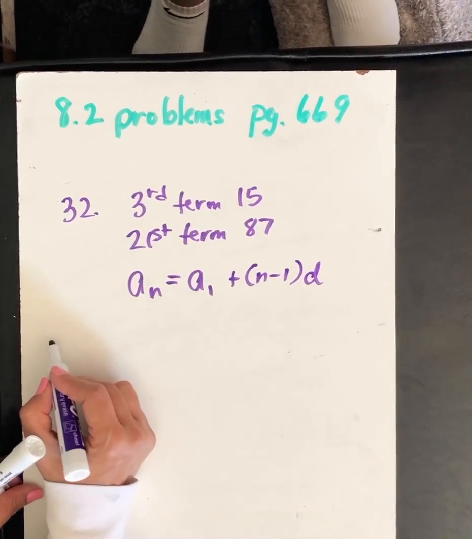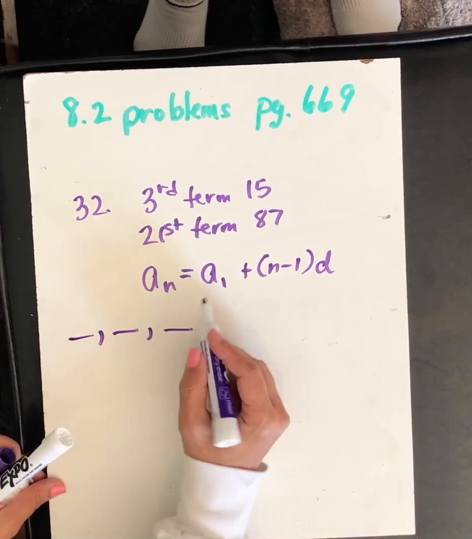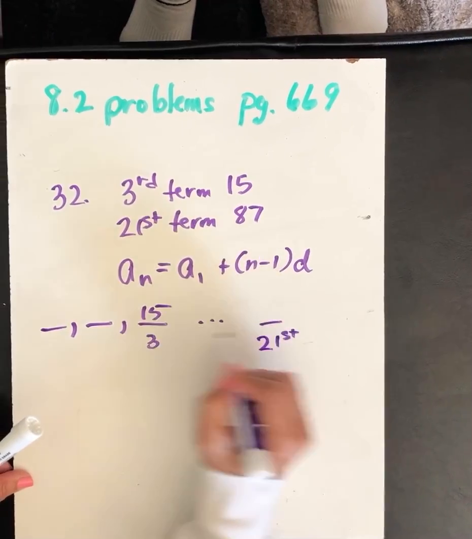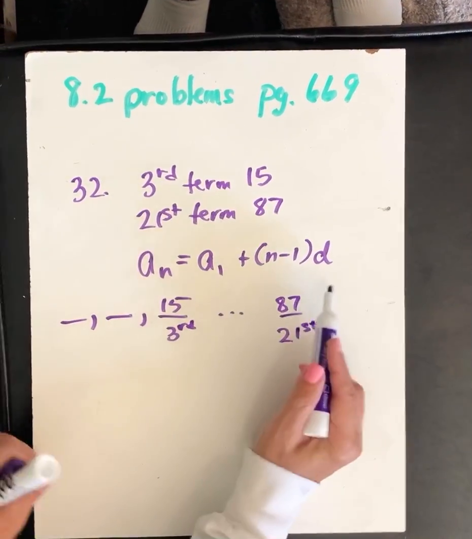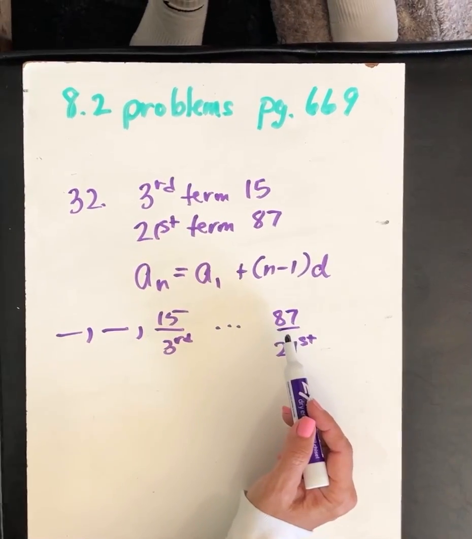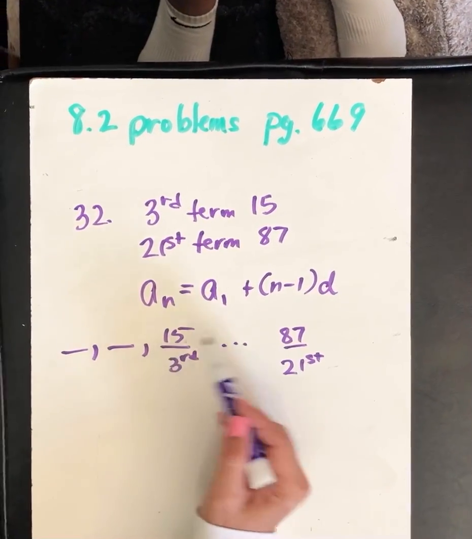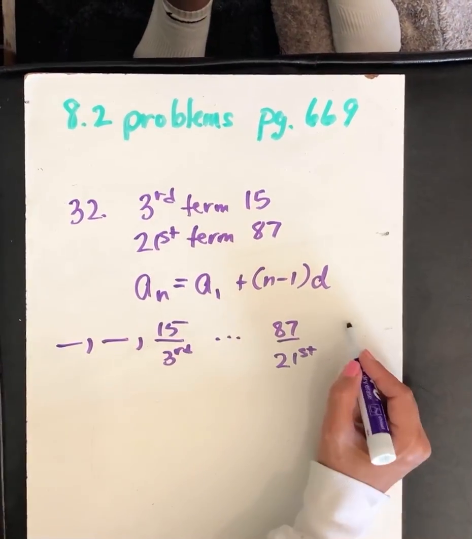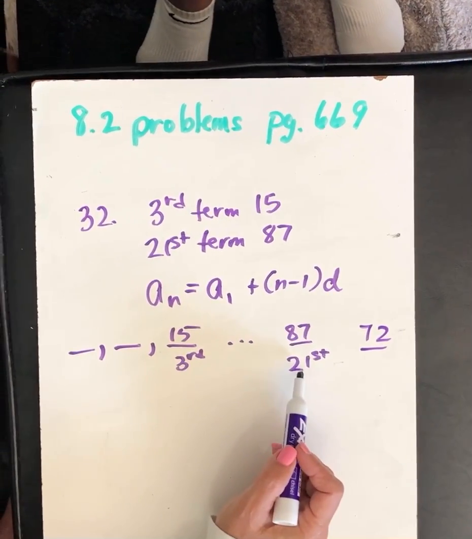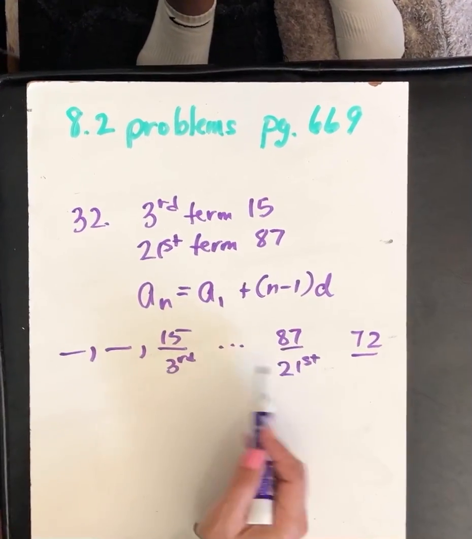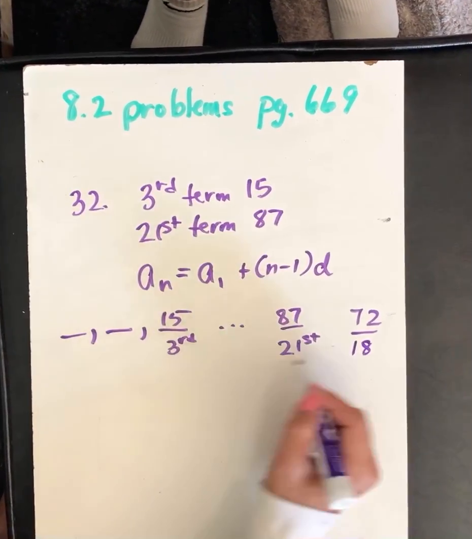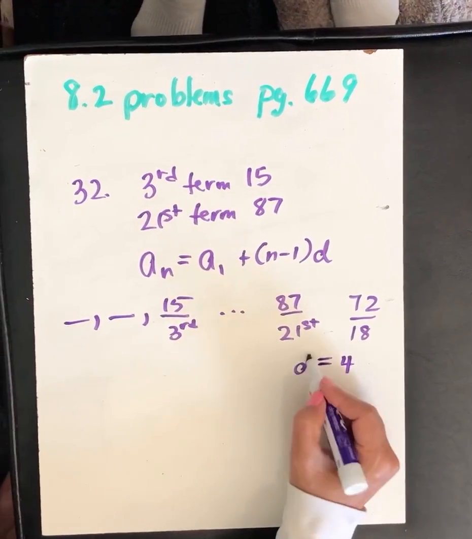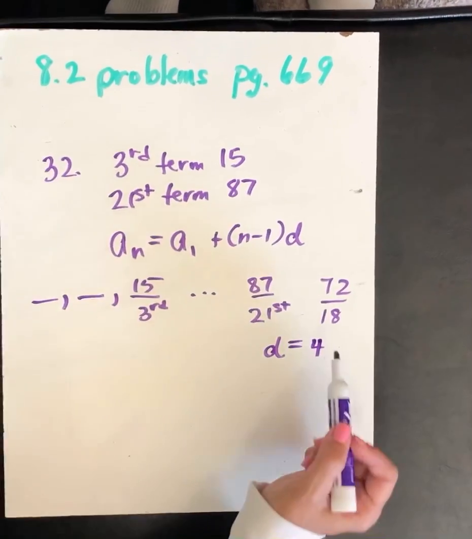So one way to do it, if we know the third term is 15 and the 21st term is 87, I'm going to utilize this to find the common difference. So on this one, I'm going to take 87 minus 15 to figure out how much the terms increase in between there. So 87 minus 15 is 72. And I'm going to divide by whatever 21 minus 3 is. So 21 minus 3 is 18, because there are going to be 18 steps in between there. So 72 divided by 18 equals 4, which means the common difference is 4. Each term will go up by 4. So we know what D is.